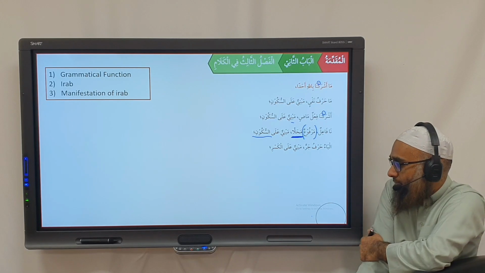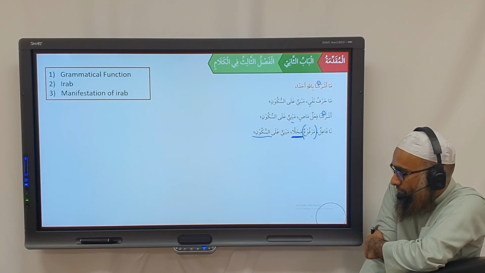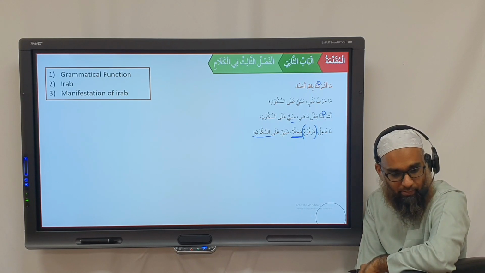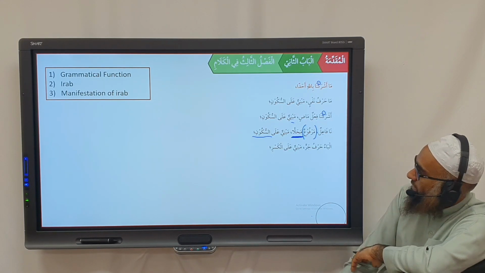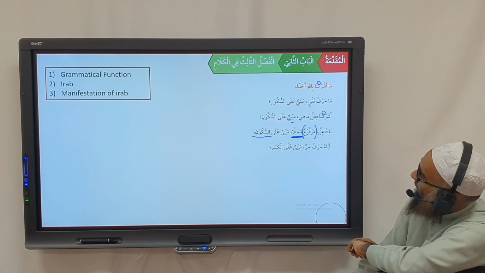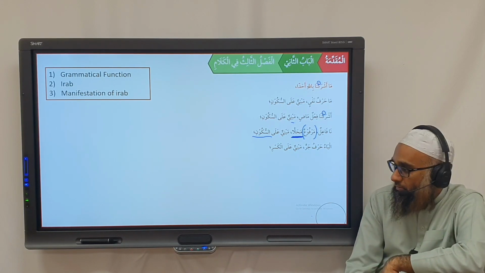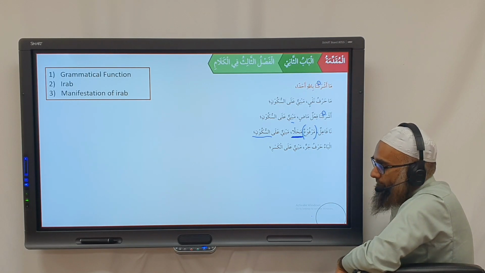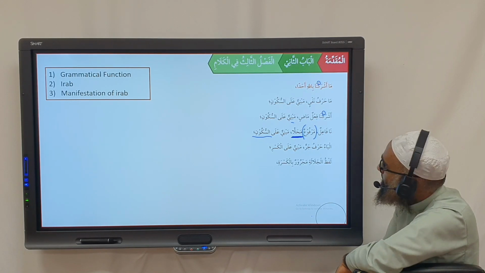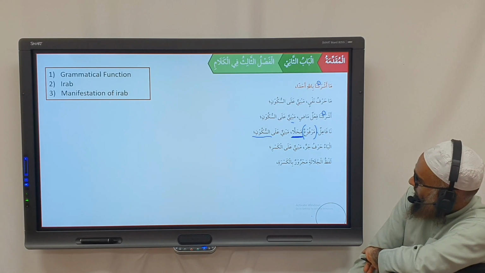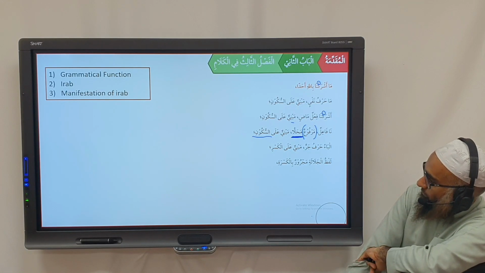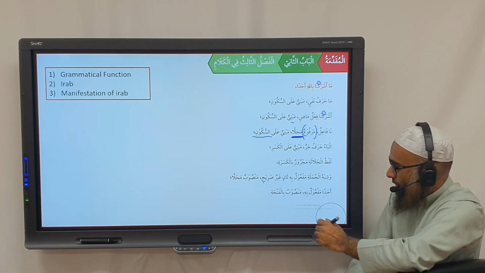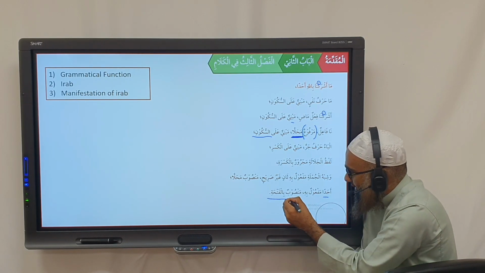The next. Harfun jar, mabni ala al-kasr. Good. Majrurun bil-kasra. Okay. Then ahadan, maf'ulun bihi mansubun bil-fatha. So you got the last part right.